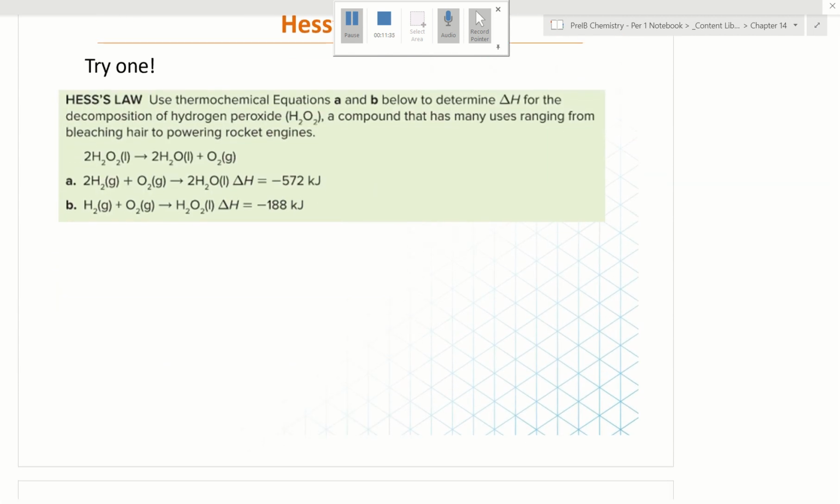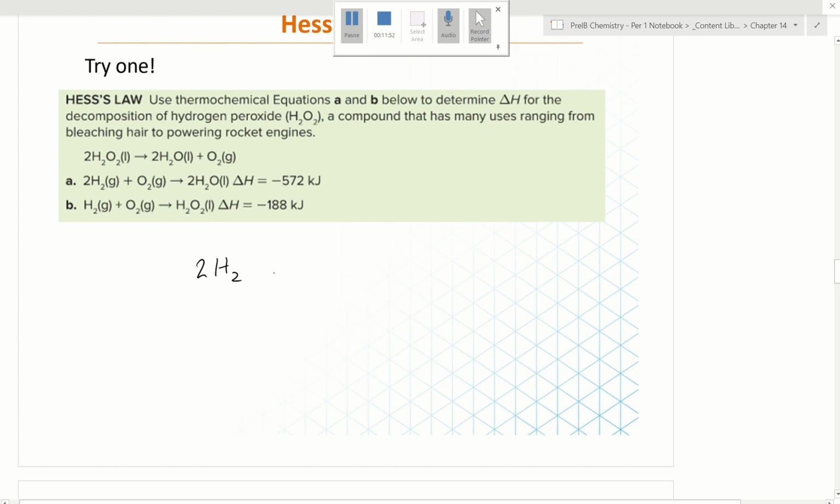All right, so let's try another. If you want to pause the video and try this one, I'm going to work this one out in just a second. If not, then you can watch me work it. I like to flip things around just a little bit. I like the final equation to be on the bottom, almost like it's the answer to an addition problem.